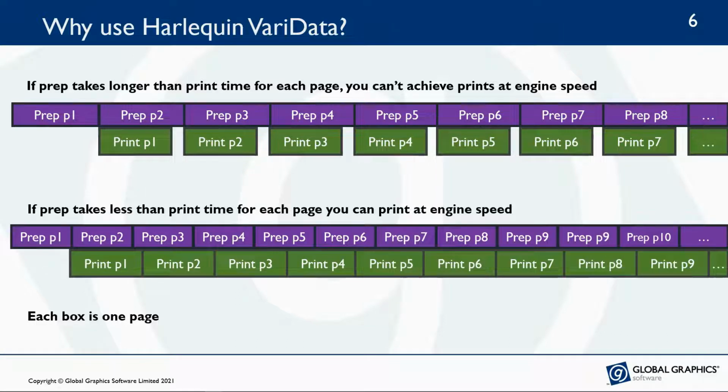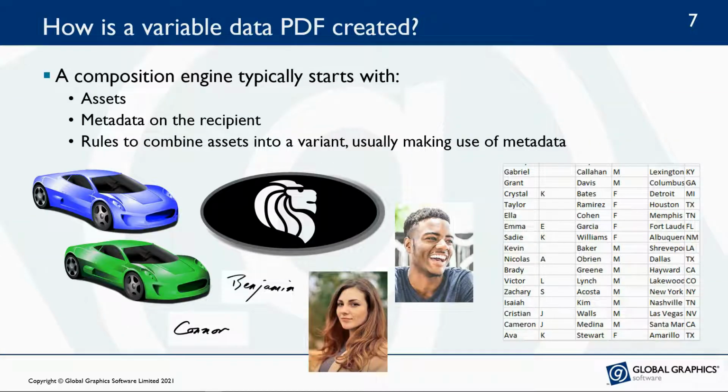In this second diagram, the prepare time is shorter than the print time, and the press can run at full rated speed. To misquote Charles Dickens, print time 20 milliseconds, prepare time 19.5 milliseconds, result happiness. Print time 20 milliseconds, prepare time 20.5 milliseconds, result misery.